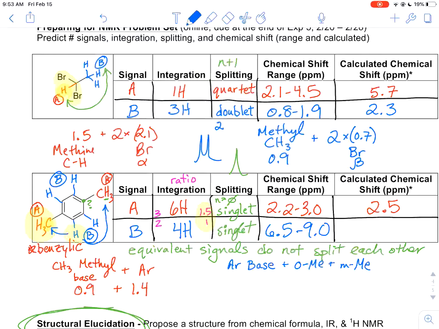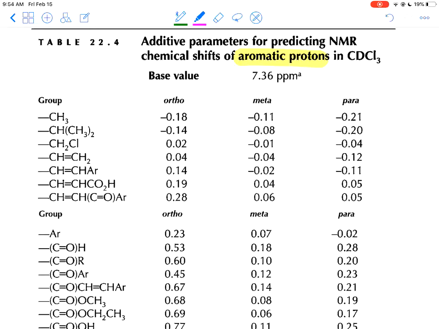So let's switch screens. Now we're at 22.4, which is the table where we start with aromatic protons. This is always our base value. If there were no substituents on there, if it were just benzene, it would start at 7.36. And we're going to be looking for methyl groups. And look at that, we already have one. So here's our methyl group.